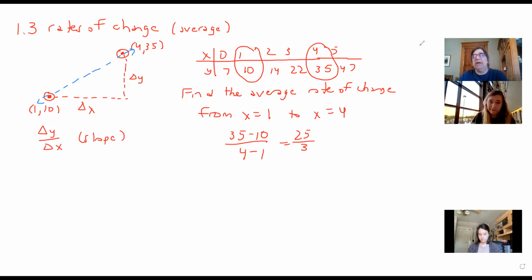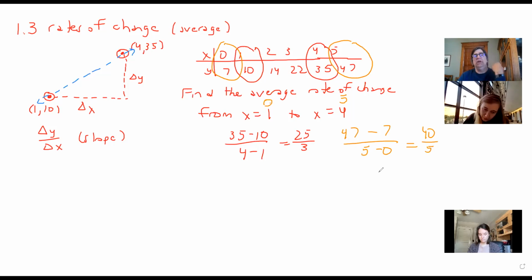But if I change my inputs and outputs here, if I started at 0 and went up to 5, I'm going to get a different answer. The output at 5 is 47. The output at 0 is 7. So one thing you could say in the end is, over which interval is the function changing more on average? From 1 to 4, there's your answer. From 0 to 5, there's your answer. Which number is bigger, 40 over 5 or 25 over 3? You would vote for 40 over 5.